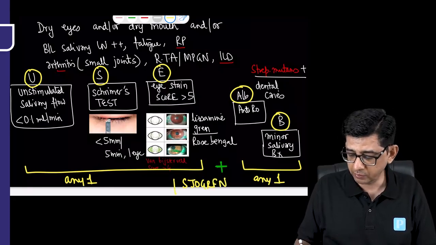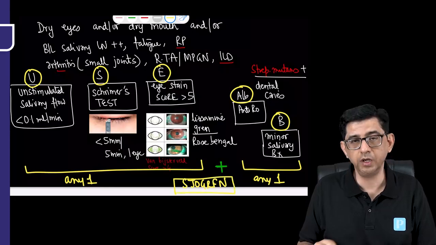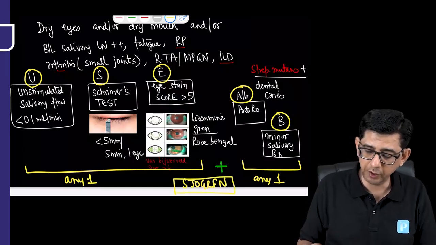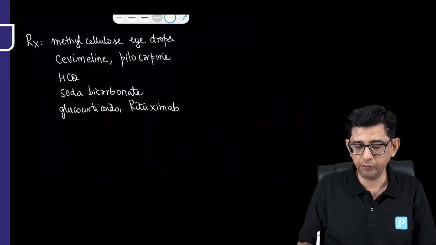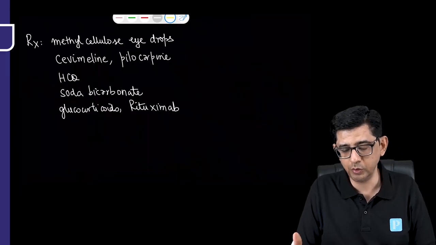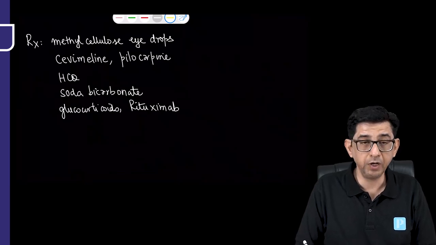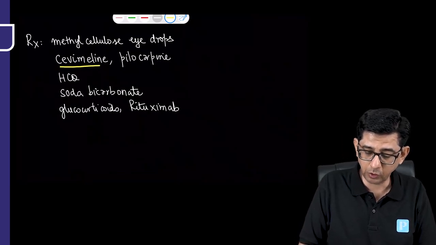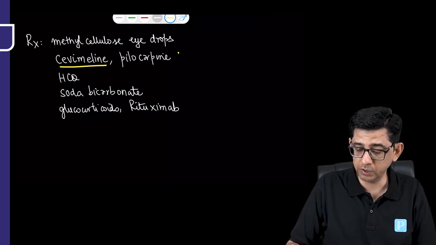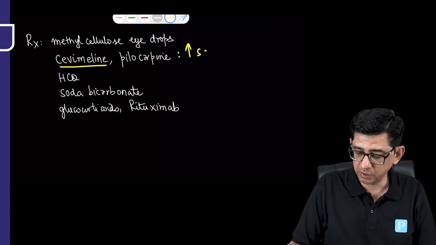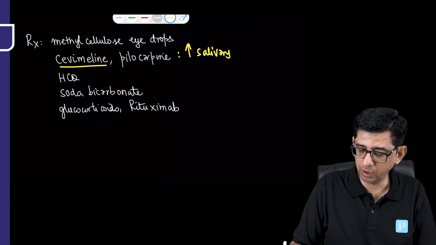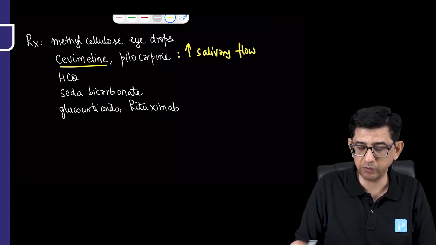For the management of this condition, which can even cause metabolic acidosis and involvement of the kidney tubules, we will have to use drugs in the form of methylcellulose eye drops. Then cevimeline, that's important because this is a cholinergic drug. It will improve the salivary flow. This was a question from a pharmacology perspective, that what drug will be used to enhance the salivary flow.